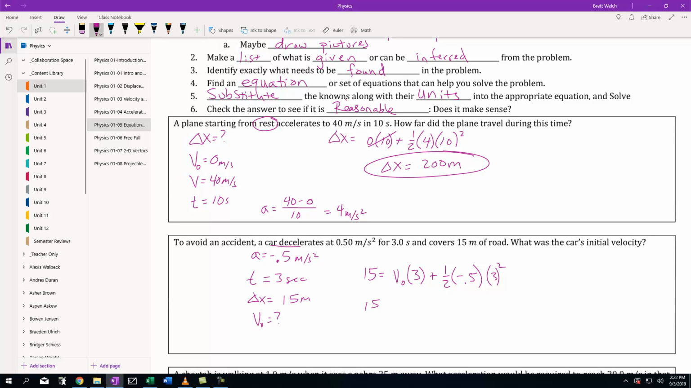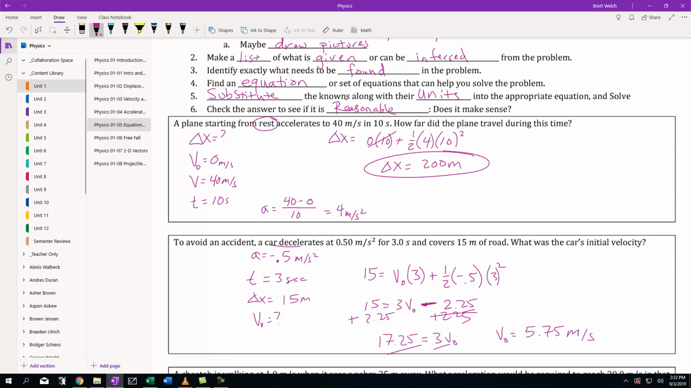I should simplify down to 15 equals 3 v naught minus 2.25. If I add 2.25, we get 17.25 equals 3 v naught, and we divide. V naught is going to come out to, I believe, 5.75 meters per second.